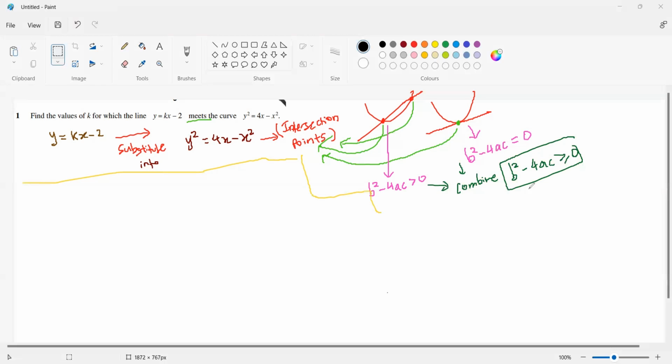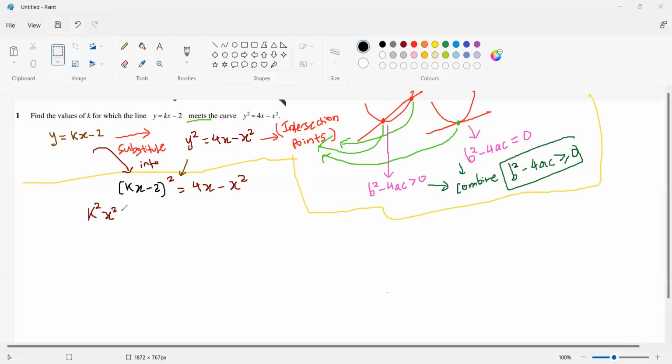Okay, so let's take a look at the calculations first. Let's put it in a box and let's begin. So now I substitute in the y. On the left hand side it becomes kx minus 2, the whole thing squared. From here, please take note. Then the right side is 4x minus x squared. Let's expand it out, please. So k squared x squared minus 4kx plus 4 equals 4x minus x squared.